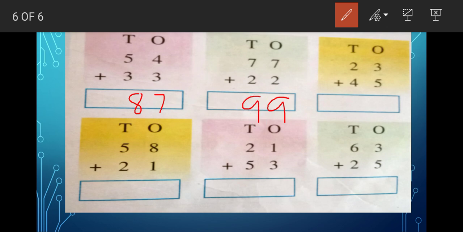First you have to add the ones place, then you add the tens place. Now first here also you add the ones place first. 5 plus 3 is 8, right? Now 2 plus 4 is 6. Okay, 68, that means it is 68. 68 means 6 tens and 8 ones.